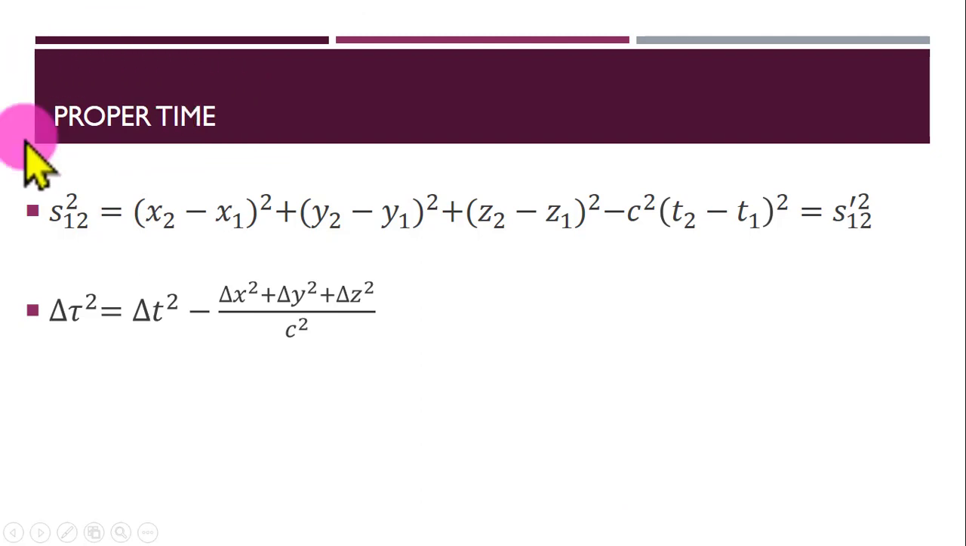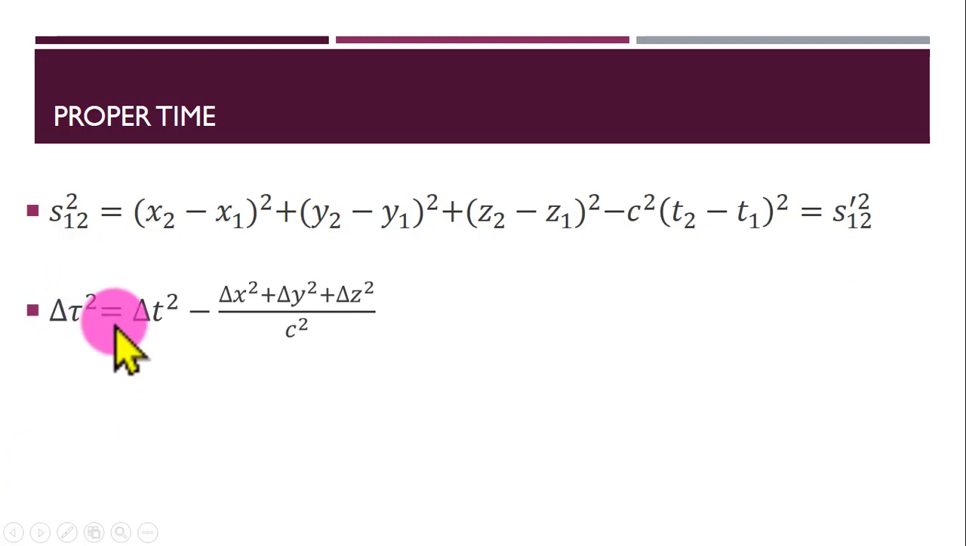Now let us define the proper time in Minkowski space. In Minkowski space, S12 square is defined as (x2 minus x1) square plus (y2 minus y1) square plus (z2 minus z1) square minus c square (t2 minus t1) square. And we have already proved that S12 square is equal to S12 prime square. This delta tau square is basically defining the proper time.